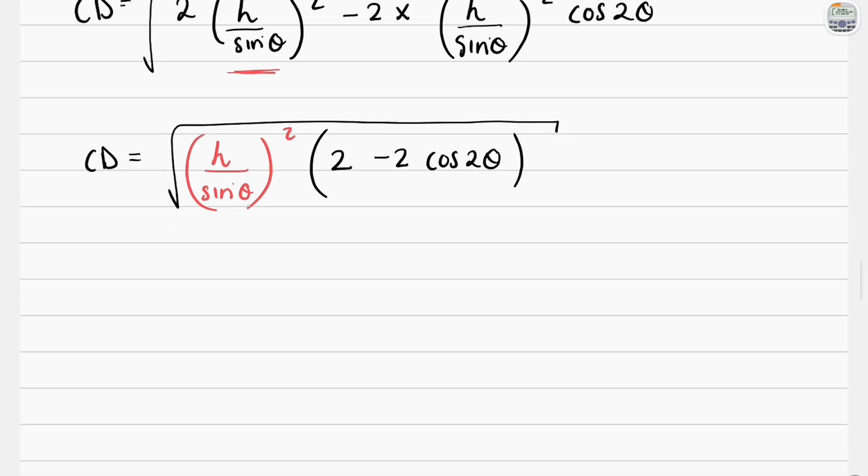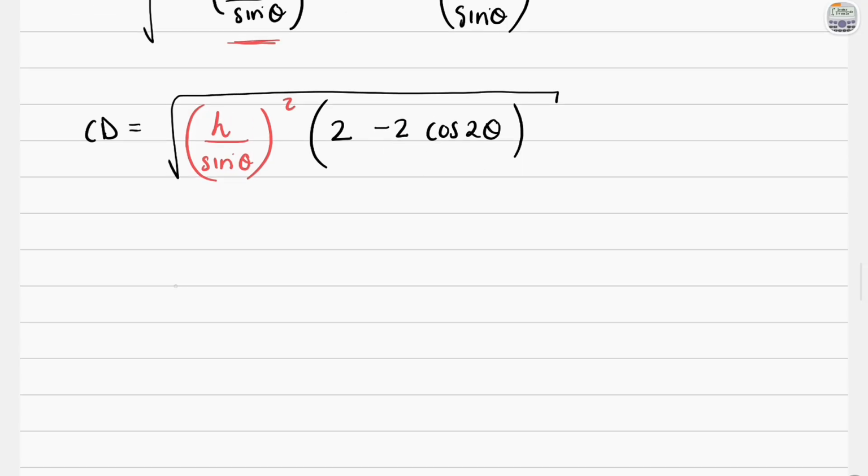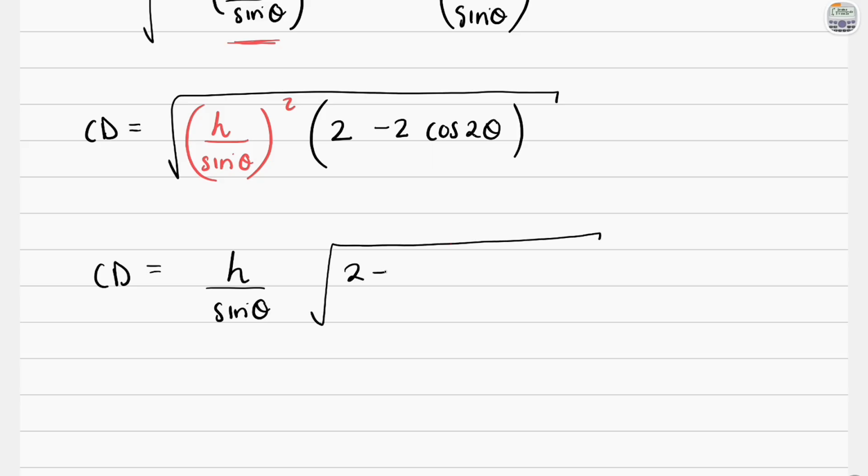So here's the thing. You see how they are multiplying. So we can actually find the square root of this and the square root of that. That can't be square rooted right now, so we'll just leave it like that. So the square root of h over sine theta all squared is simply equal to h over sine theta. Okay, the squared is gone now. So this is outside the radical, and then we still have the square root of 2 minus.